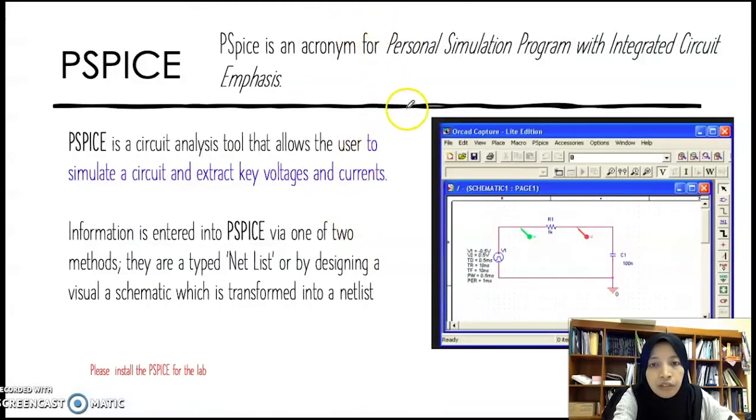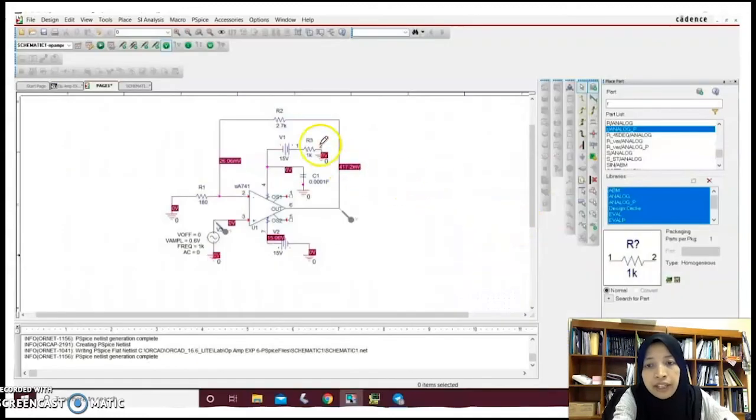Okay. The next software is PSpice. This is the first time you're going to be introduced to PSpice. I already shared some tutorials with you, so please try your best to explore this software. This is the simulation that you are going to have inside PSpice. So this is the triangle, this is the op-amp here, and the feedback circuit is here.